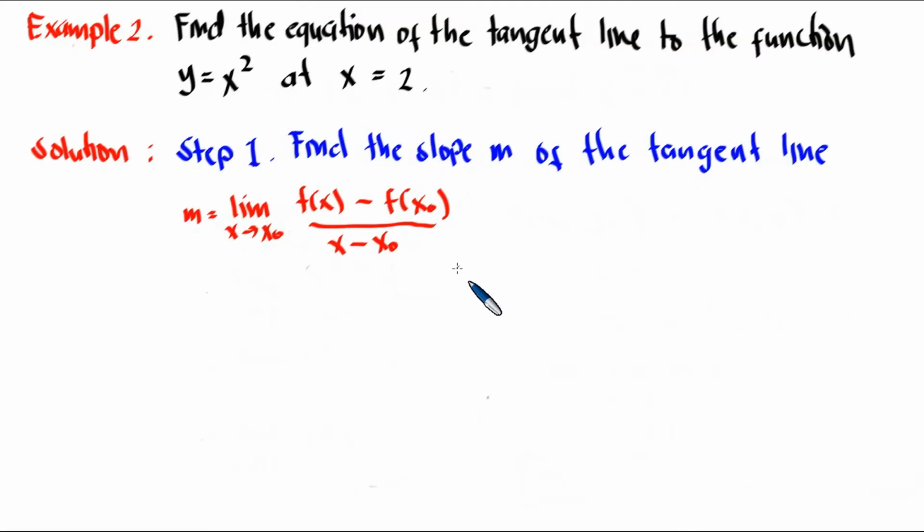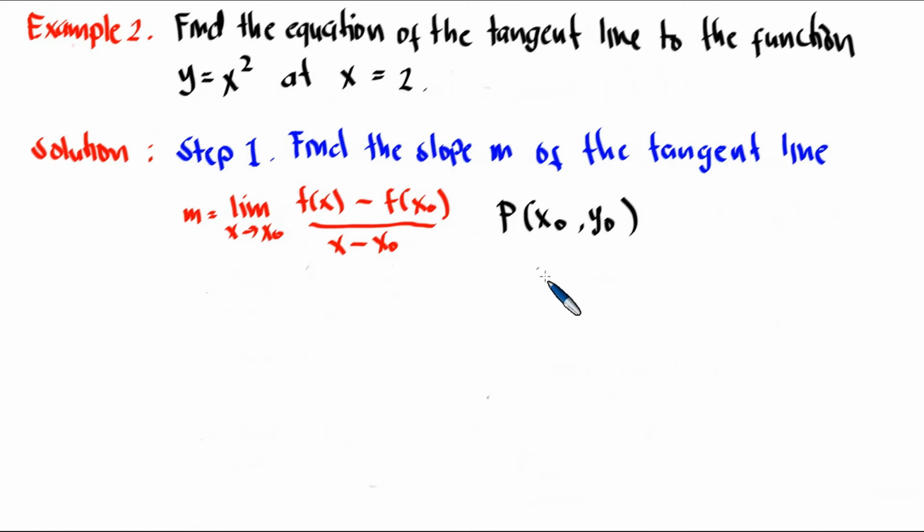For our second example, find the equation of the tangent line to the function y is equal to x squared at x is equal to 2. Now, to find the equation of the tangent line, we need the slope of the tangent line and the point P, x sub 0 and y sub 0, or the x and y coordinate. Take note that you cannot solve for the slope unless given the point P, or the x and y coordinate.